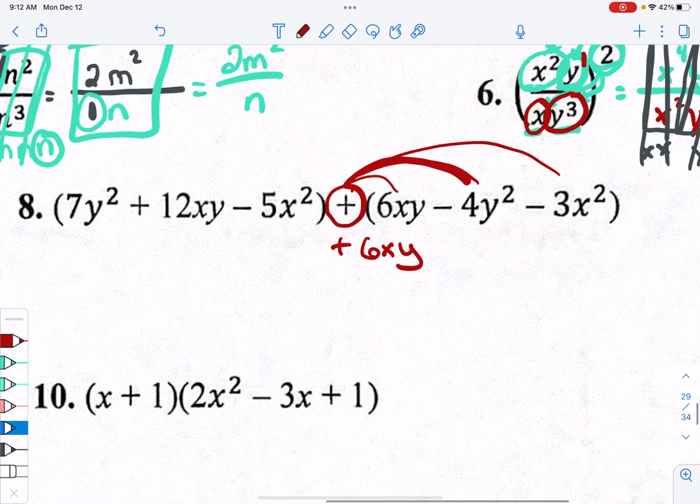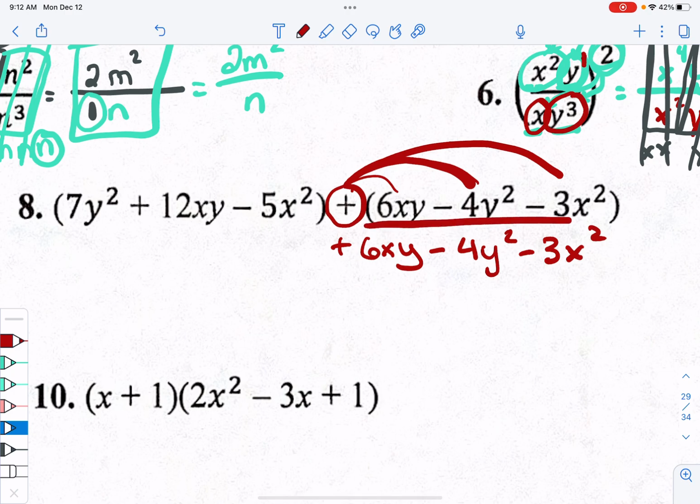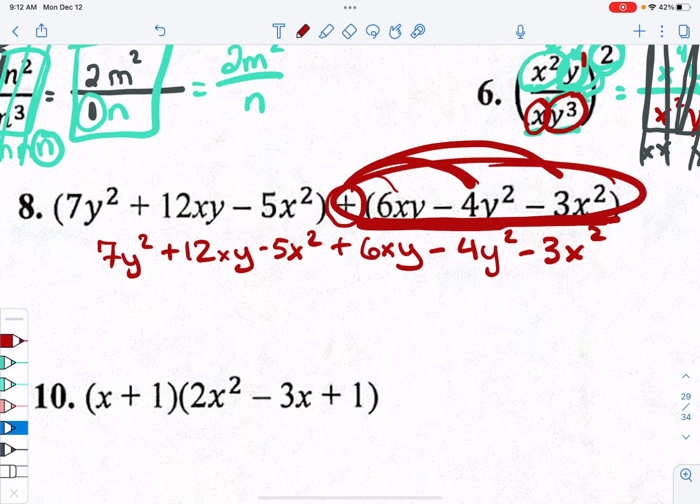A positive times a negative is going to leave this negative 4y squared, and a positive times a negative is going to leave this negative 3x squared, okay? So, really, this is not changing at all, and you're just really combining like terms. Some of you guys don't even write out this step again because you just add the stuff together, and that's fine. But if you need to write it out, just write both steps out. Just know that this does not change sign. This part does not change sign like it did in the last problem, okay?